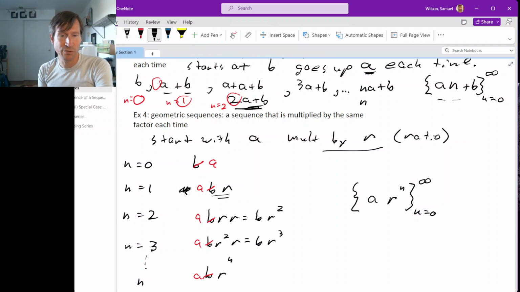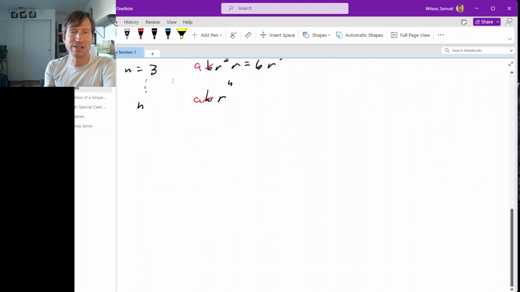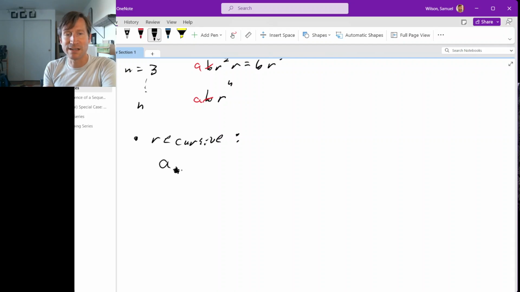So there's one last common way to write a sequence, which is recursive. So for example, here is a sequence. A recursive sequence tells you what the next term is in terms of the previous term. So that would look like this. So first, to define a sequence recursively, you have to say what the 0th term is. And let's say a sub 0 is, how about 2?